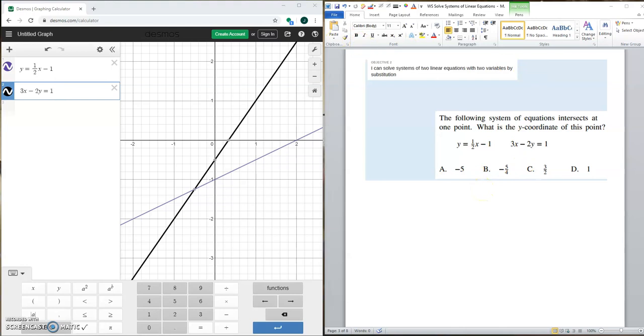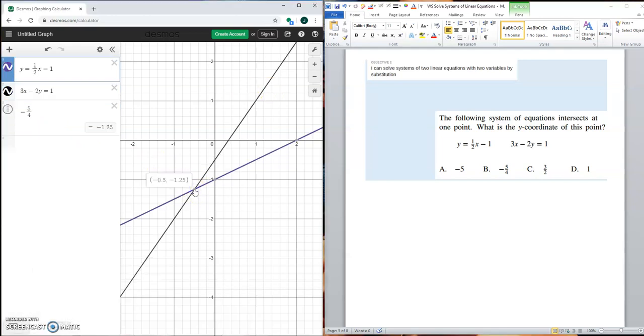So I now have the two functions graphed here, and this is your solution. According to the question, it's asking you for the y-coordinate of this point.